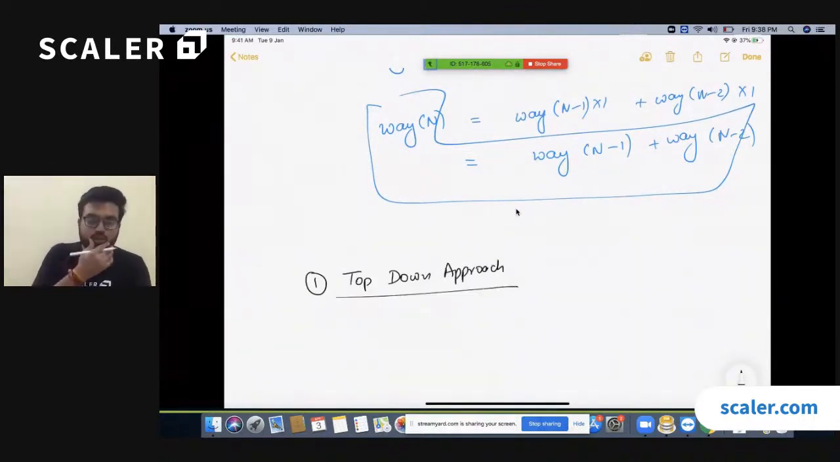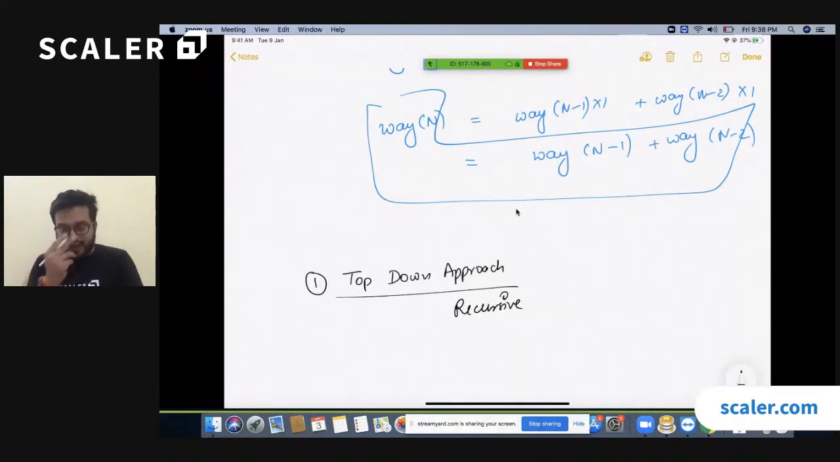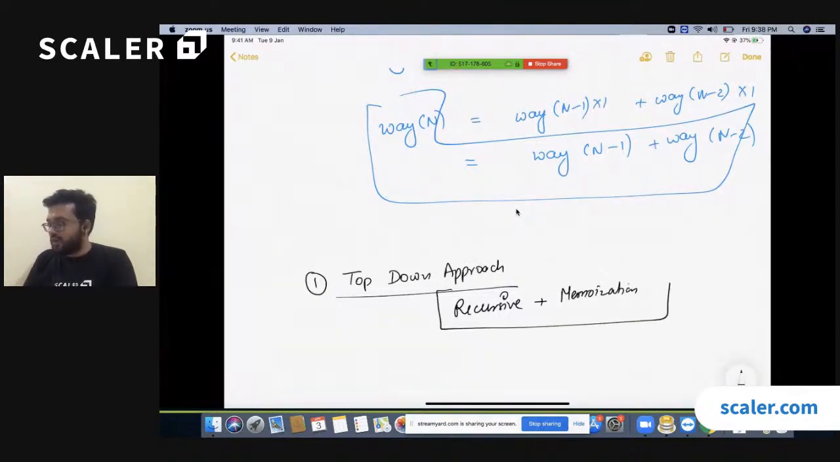A top-down approach means that you just write a recursive code as we did in our first problem for Fibonacci, and with the recursive code, just because you see that there are overlapping subproblems, you can actually reduce the time complexity by memoizing those subproblems, that is, storing the answers to those subproblems. You can just throw memoization into the recursive code, and you would get a solution for the top-down approach using DP. I hope it makes sense.